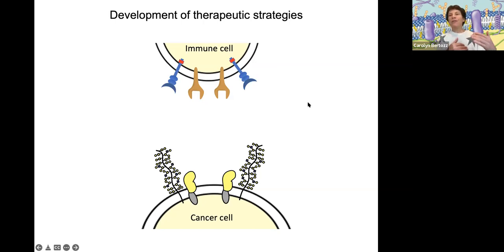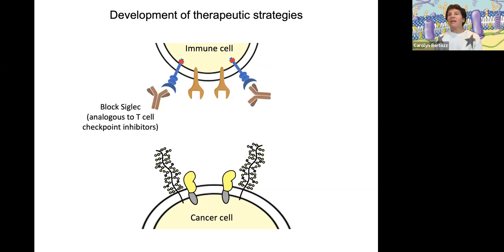So we contemplated two different ways you could think about blocking the interaction of Siglecs with their sialoglycan ligands. On the one hand, you could take a page from the playbook of the checkpoint inhibitors like Keytruda and develop blocking antibodies that bind Siglecs and prevent their interaction with ligands. And these kinds of blocking antibodies have been described. If you just do a monoclonal antibody development campaign against a Siglec and screen enough clones, you can find some that bind to these receptors and block the interaction with their sialoglycan ligands.